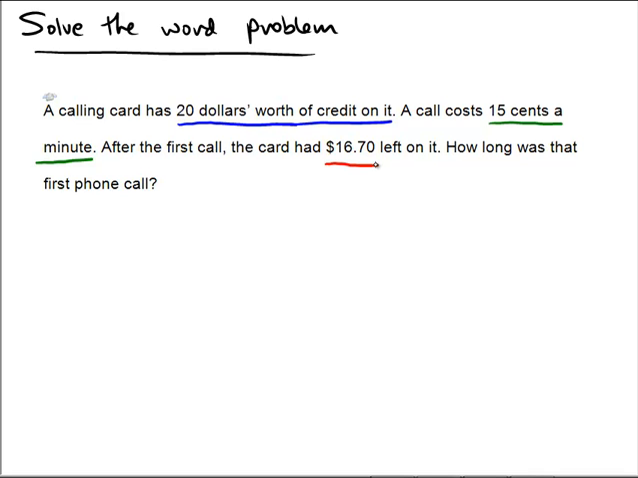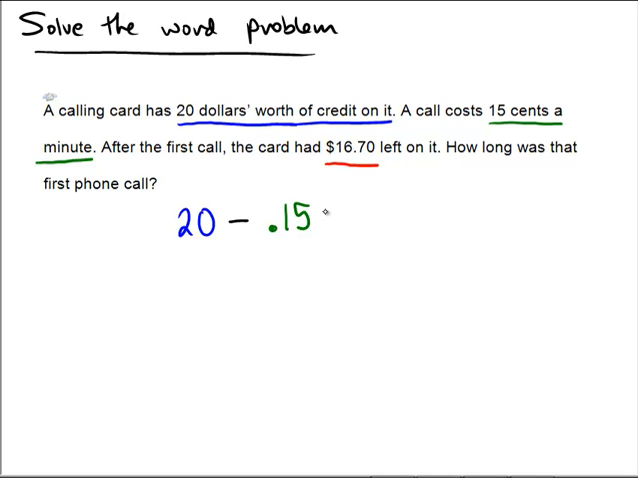So the amount of money on the card initially was $20. That's the beginning amount. When you make a call, it costs an amount of money, so we're going to lose some of the value from the card, and therefore I'm going to subtract. How much am I going to subtract? Well, it looks like the calls cost 15 cents. So remember, in dollars that would be 0.15, but that's per minute.